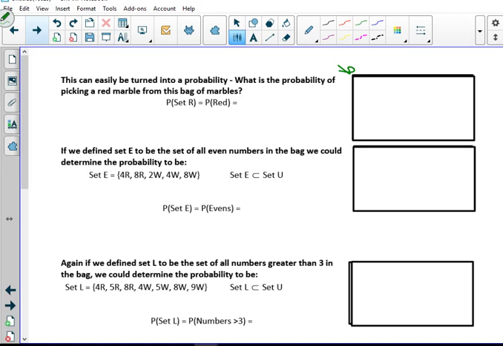So the probability of set R, which is the probability of red, R for red. Okay, so we have our reds out of our full set. Well, that's going to be 4 out of 10, or 0.4, or 40%. Remember, we can write any of those three ways: the fraction, decimal, or percentage. We have a 4 out of 10 chance of getting red, 0.4 chance, it's got to be between 0 and 1, or 40%.